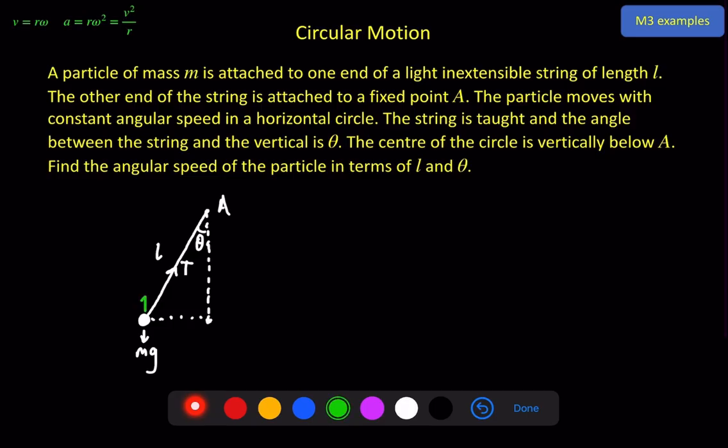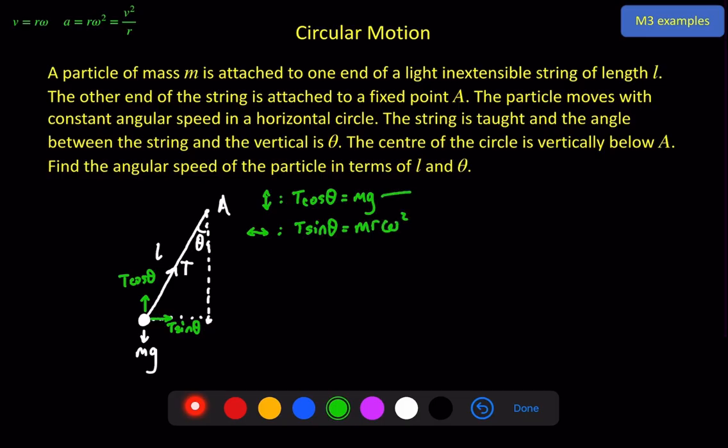So we've got T here, in this case it's T cosine theta, and T sine theta this way. Resolving vertically gives us T cosine theta equals mg. Resolving horizontally gives us T sine theta. An unbalanced force is equal to mass times acceleration. And again, I want the angular speed, so I'll use r omega squared for acceleration.